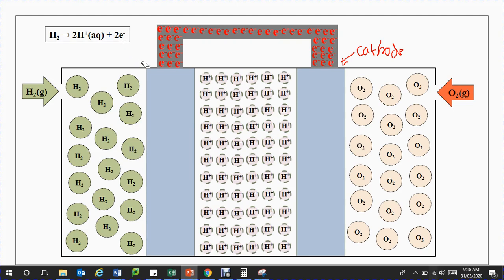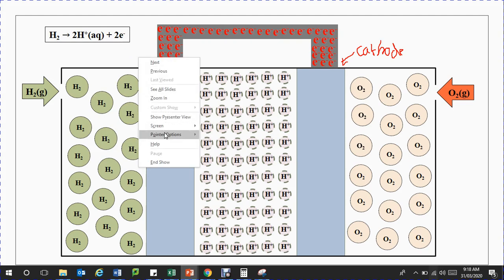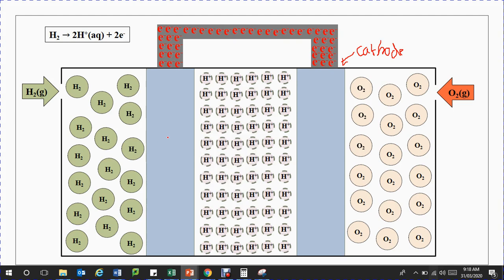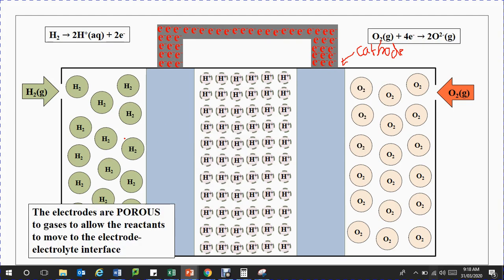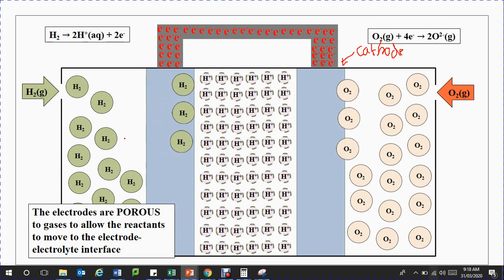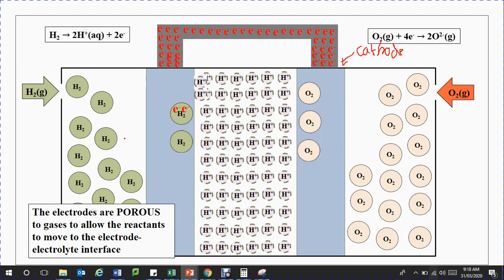Over on our left, we have got a hydrogen gas. It can't pass through the electrode. It needs to be oxidized first. So what will happen is our hydrogen gas will lose 2 electrons. Those electrons are forced up through the wire to the cathode. They can't pass through the electrode. It's lost those electrons and formed the hydrogen ions. The hydrogen ions can go through the electrode into the electrolyte.